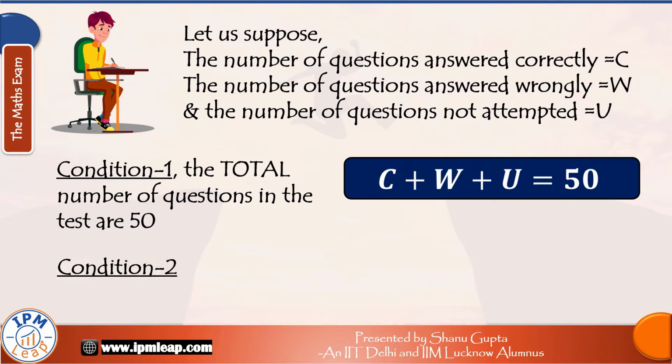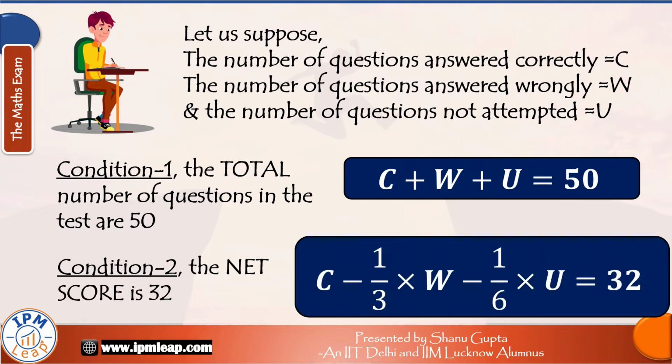And condition number 2 says the net score is 32. So total marks for correct questions, which are C into 1, minus marks for wrong questions, which are 1 by 3 into W, minus marks for unattempted questions, which are 1 by 6 into U, are equal to 32.